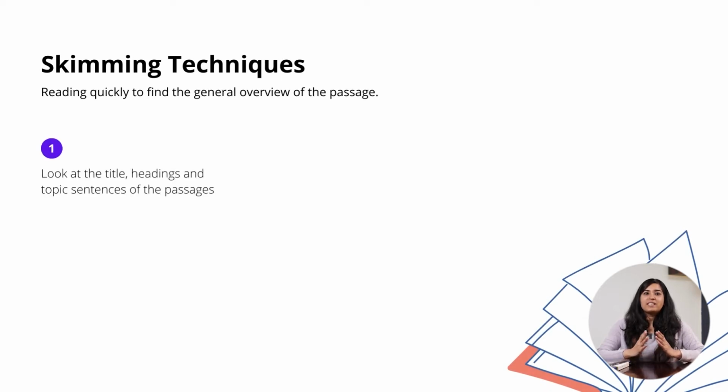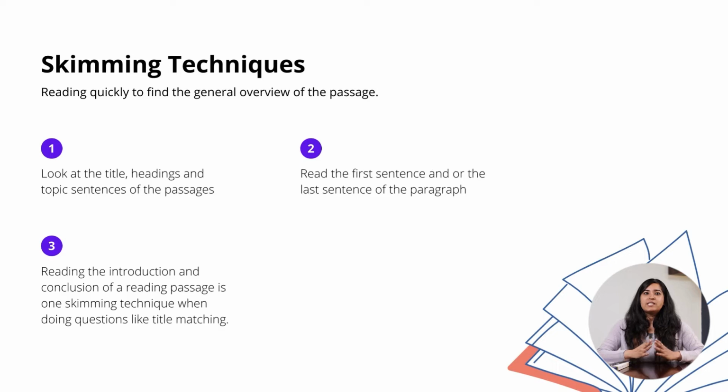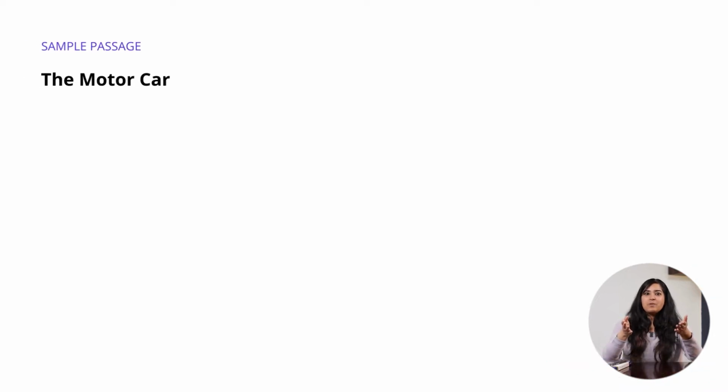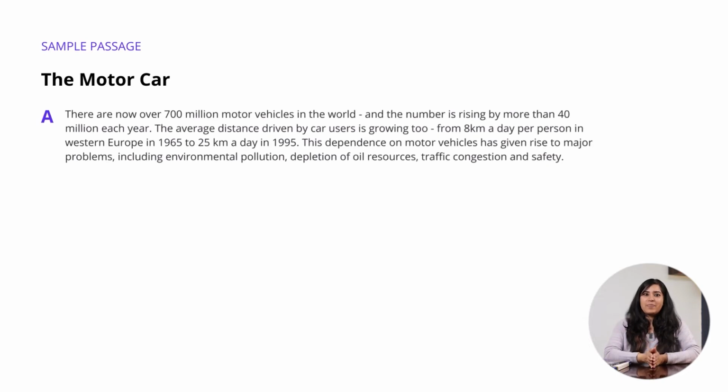First of all, you can look at the title, headings, and topic sentences of the passages. These, especially the title, give you a summarized version of the whole passage. Next, you can read the first and/or last sentence of the paragraph. This also acts as a paragraph summary. You can use this particularly whilst doing questions like matching. Now let's look at the sample passage on the next slide and use skimming techniques we just talked about.